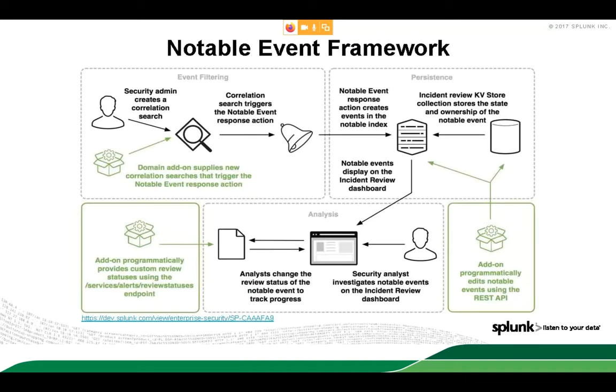It then persists in a notable index. Once it is triggered in the incident review dashboard, analysts can go and track the progress of the incident. There are also all the activities being captured, the actions taken on that particular incident. So that's the basic, in simple language, for notable events, correlated events.